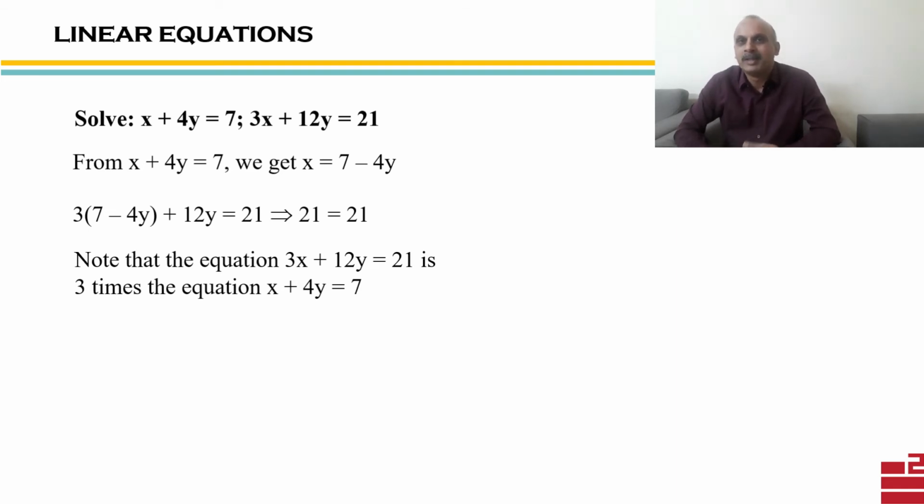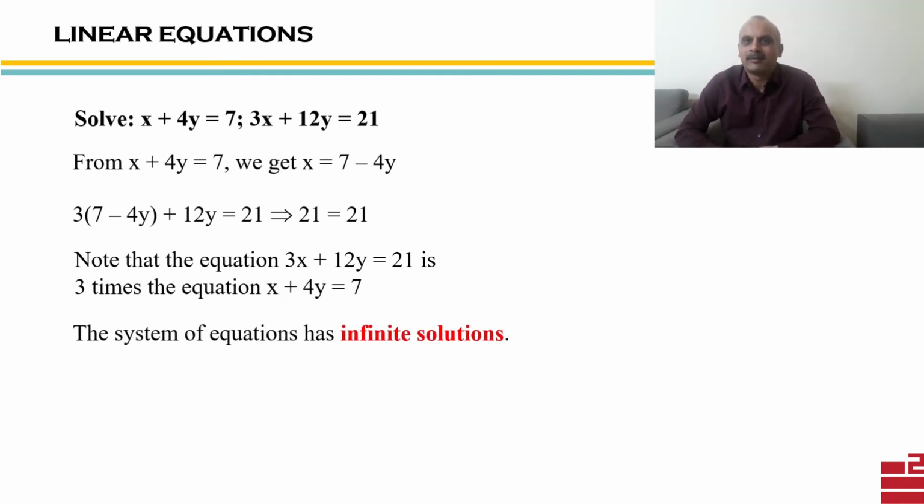And this has some implications. The system of equations will have infinite solutions, because the second equation is 3 times the first equation. Essentially I have not got 2 equations, we have got only one equation, that is x plus 4y equals 7. And we have seen in one of the previous slides that when we have only one equation in 2 variables, we have infinite solutions. We could even draw the graph of that by a straight line.